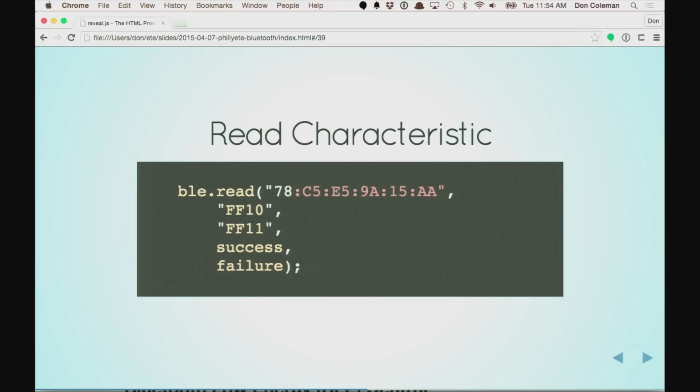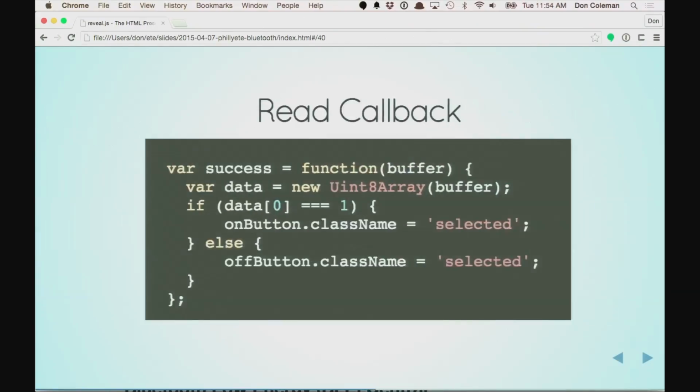So we're passing in the device ID, passing in the light bulb service and the switch characteristic. We're going to get the results of that switch on or off in the success callback. Usually it's going to return very fast, but since it's asynchronous, it might take a little bit to come back.